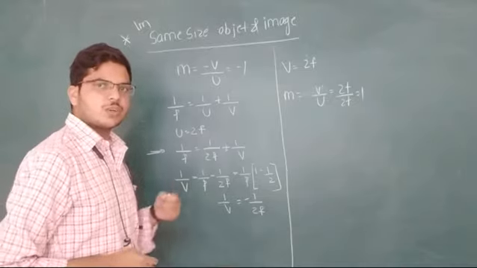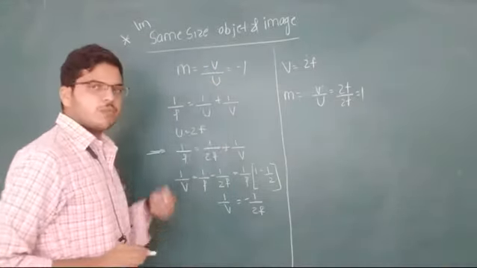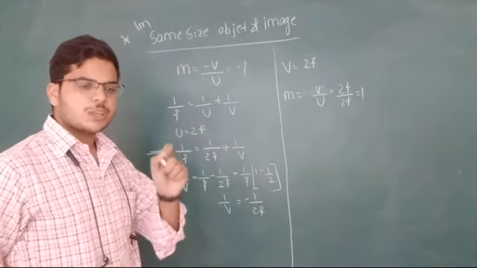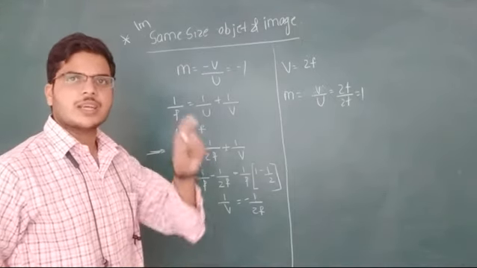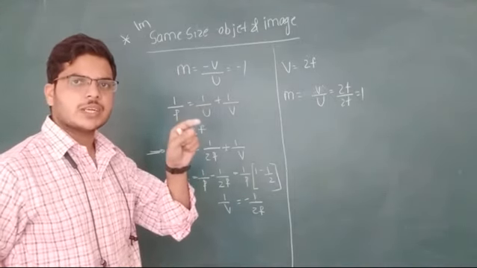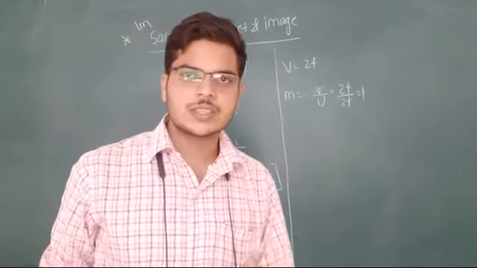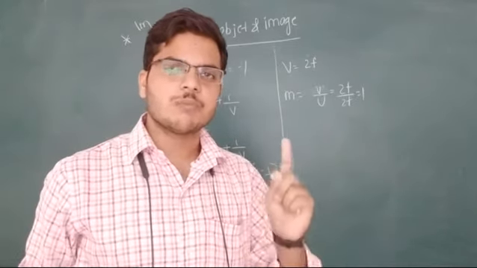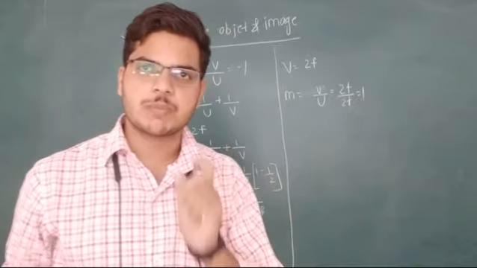When is m equal to 1? When v by u must be equal to 1. When is v by u equal to 1? If v is equal to u. If u is 10 centimeter, then v must be equal to 10 centimeter. Then 10 centimeter divided by 10 centimeter is equal to 1. Therefore, object distance must be equal to image distance. To get object distance and image distance the same, where must it be placed?